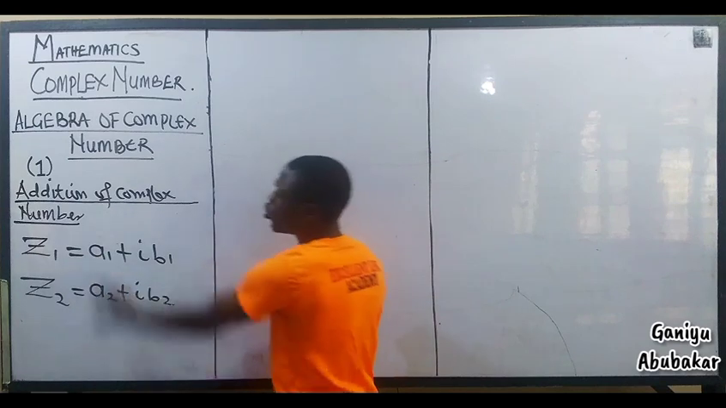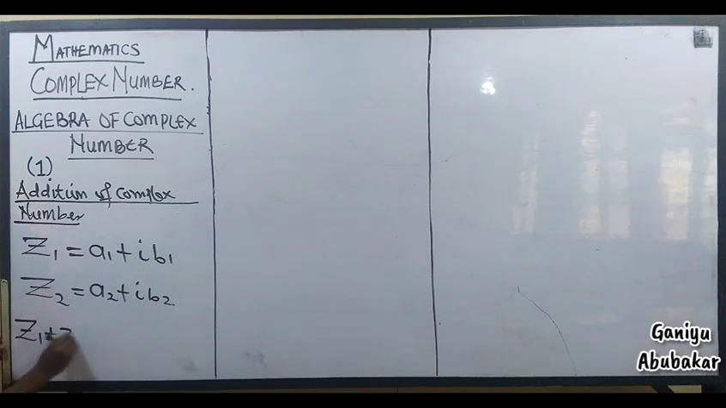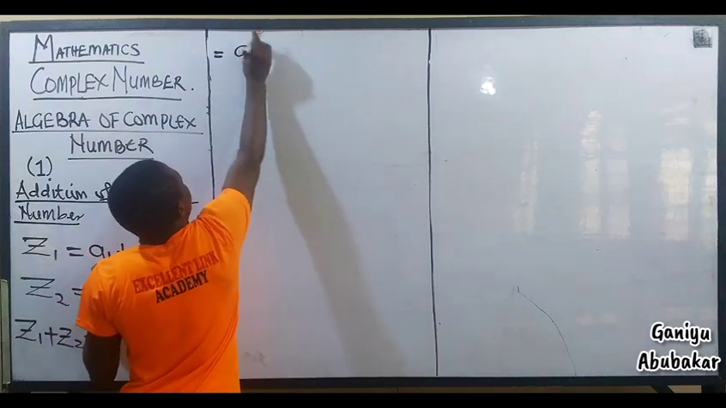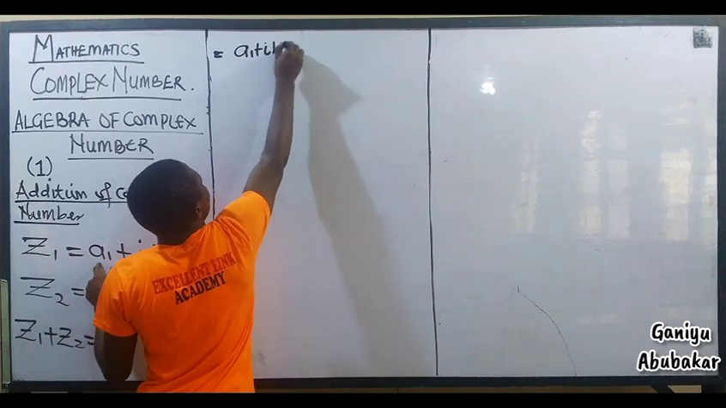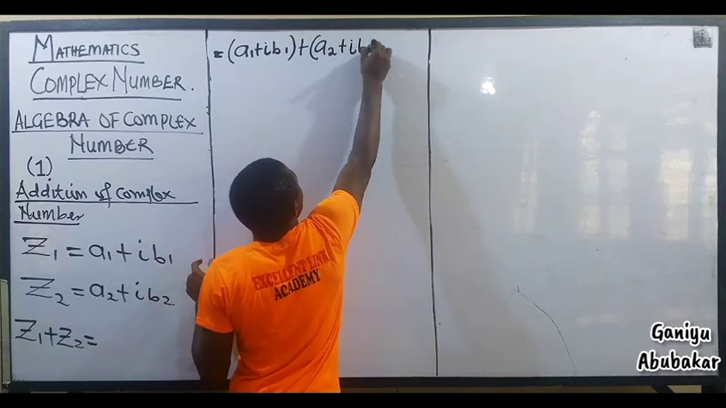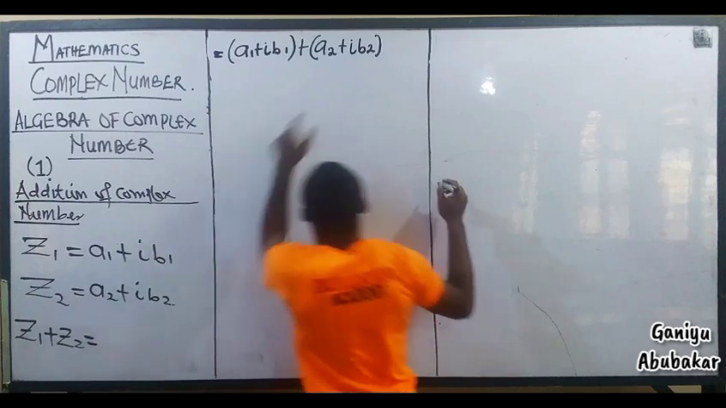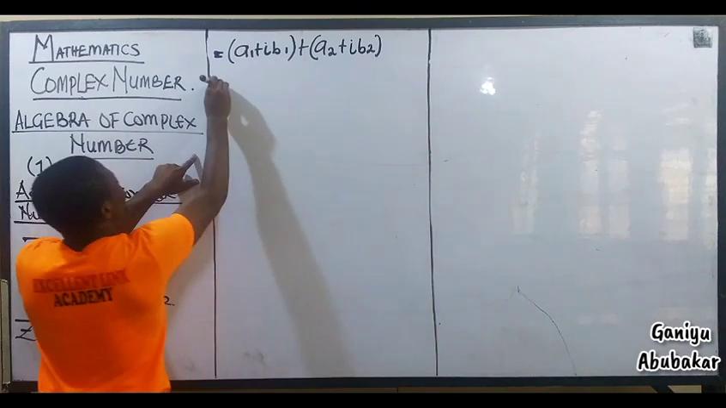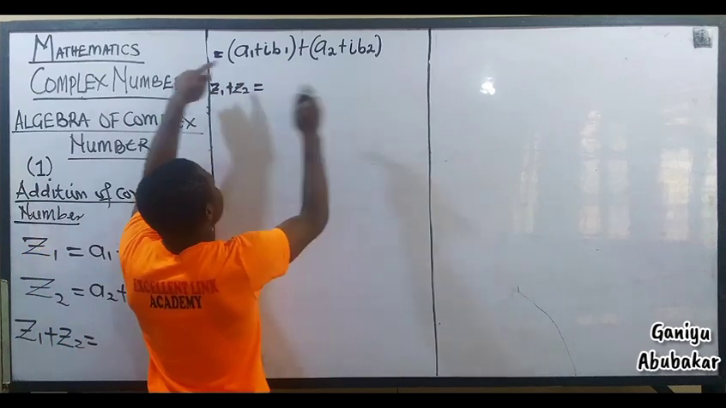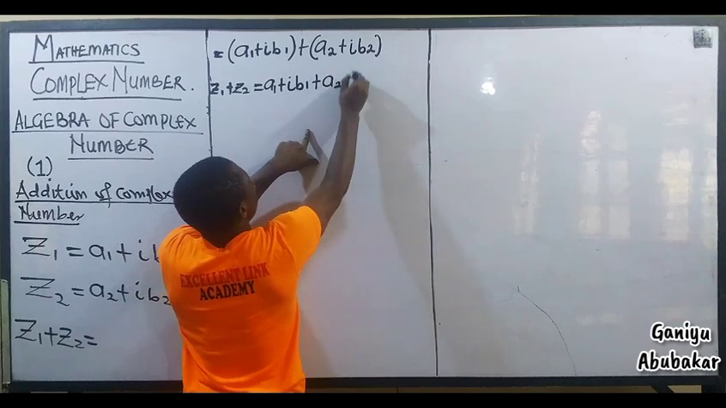So how do we add these two complex numbers? To find z1 plus z2, simply add the two. z1 is a1 plus ib1, plus z2, which is a2 plus ib2. So z1 plus z2 will be equal to, open the brackets, a1 plus ib1 plus a2 plus ib2.